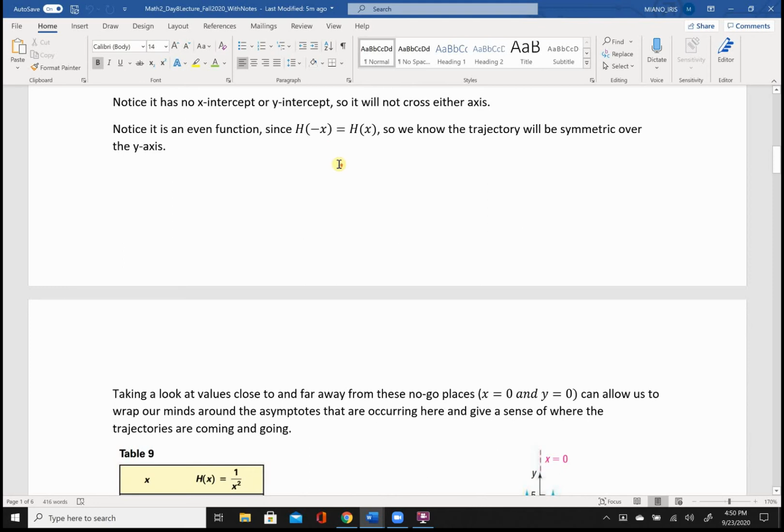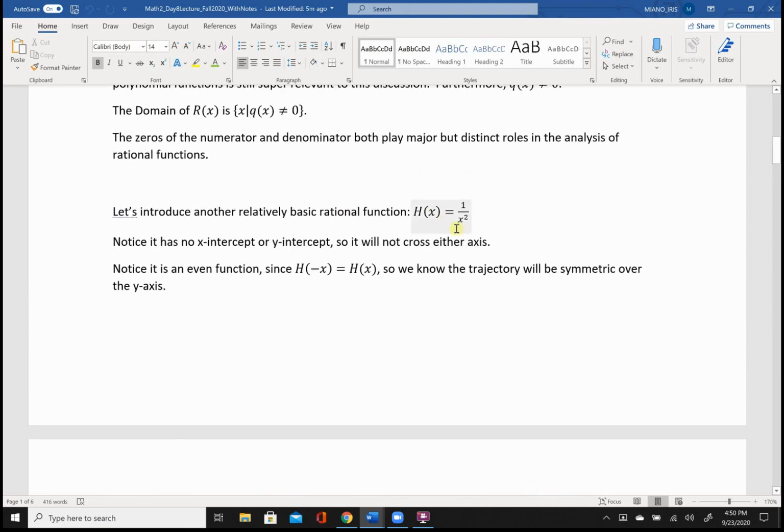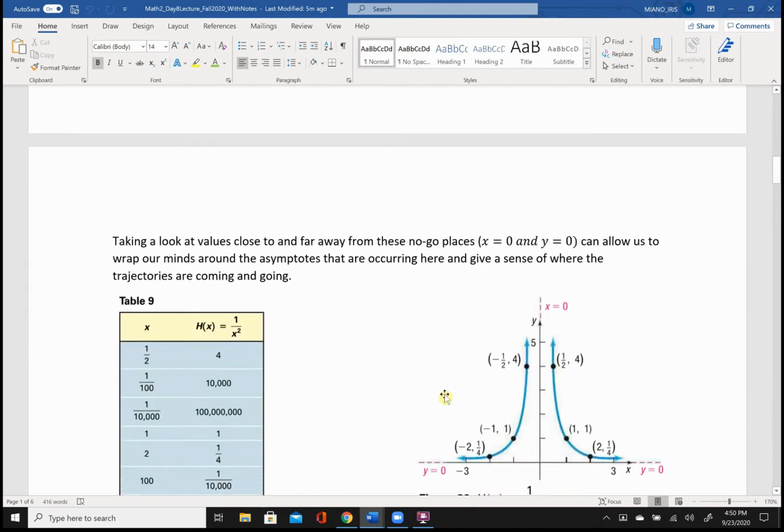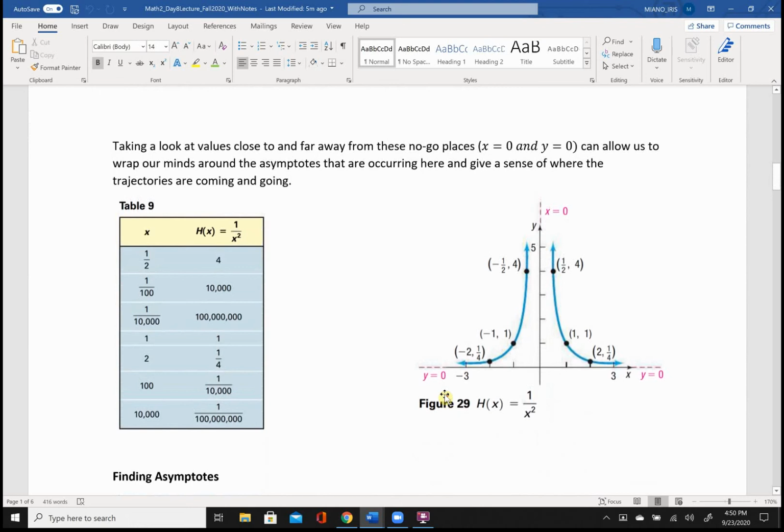Also notice that this function is even. And by definition, you can show that algebraically by plugging in a negative x for h and seeing that it gets its positive input counterpart as its equal. By definition, that makes this function even. So we know that the trajectories associated with the graph of this function have to be symmetric over the y-axis. And indeed they are.